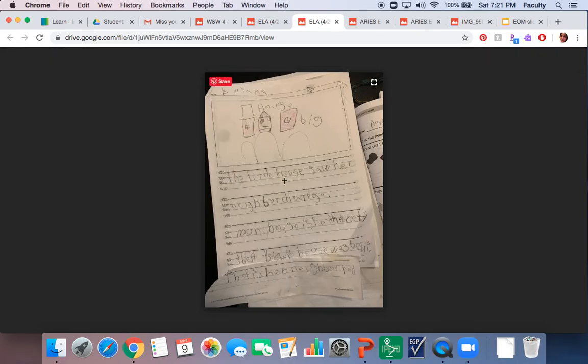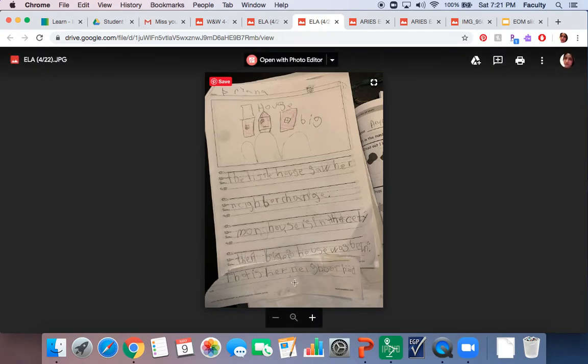Ariana wrote, the little house saw her neighborhood change. The house is in the city, then bigger houses were around it. That is how her neighborhood had changed. So I can see Ariana tried to put the paper together. That's okay. Friends, I know what's happening at home. I know it's a little harder to do things at home. I know if we have siblings, sometimes they can grab stuff from us or maybe mess up our paper. It's okay. This still is great. This still is amazing.